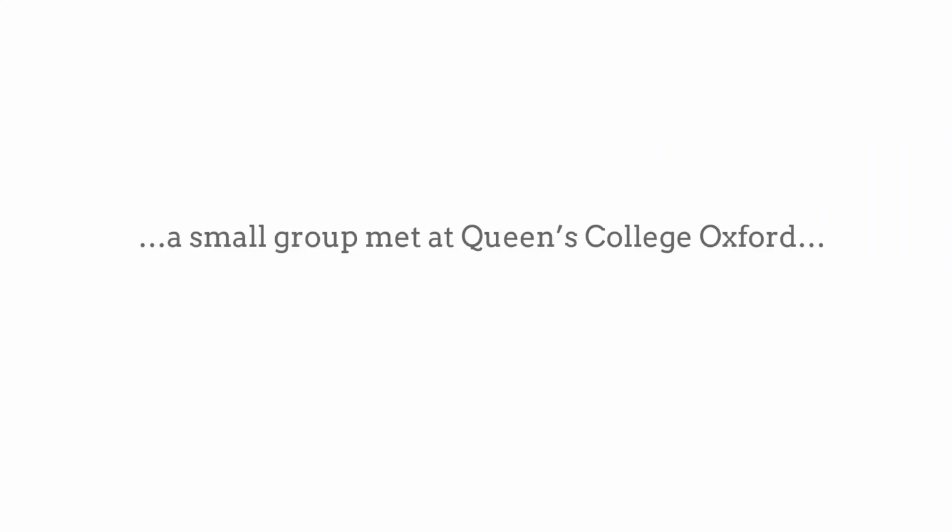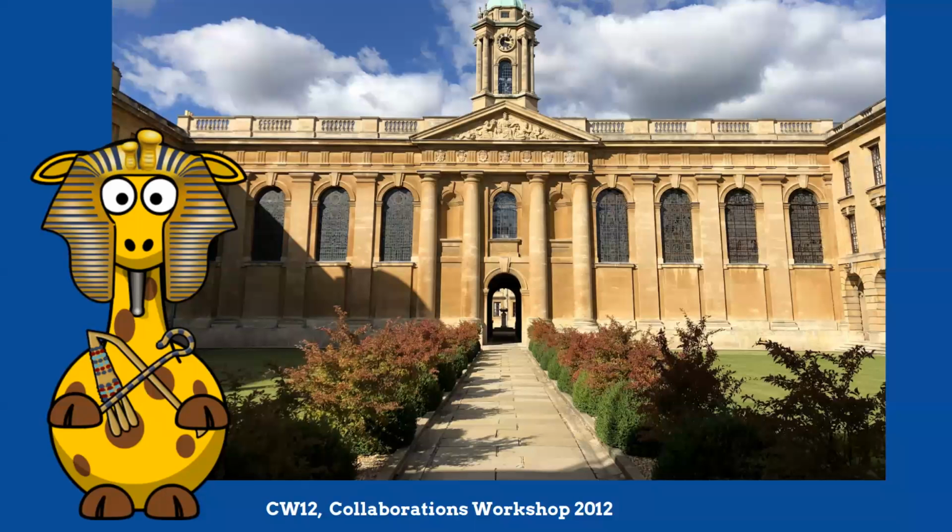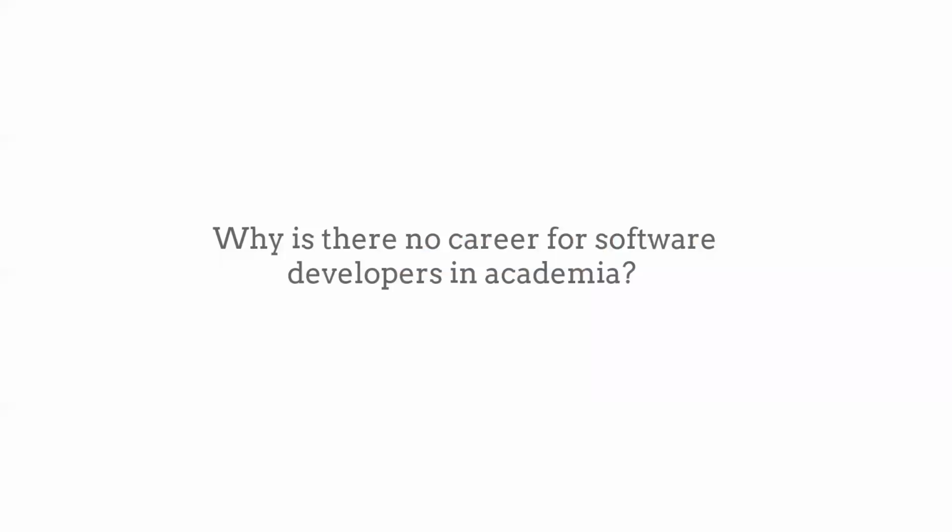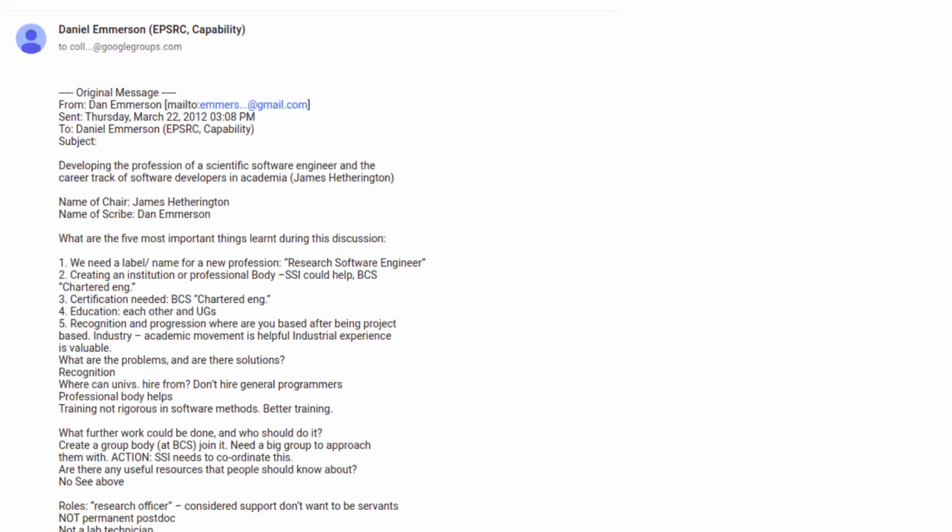So we continue our story, and it was a beautiful sunny day in March of 2012, and a small group met at the Queen's College, Oxford. There it is. It's a very beautiful building. I'm terribly uncultured, so I've never been there. And they had this one question on their mind: why is there no career for software developers in academia? And so they had discussion, and as you do after a meeting, you create a Google group and summarize what you learned.